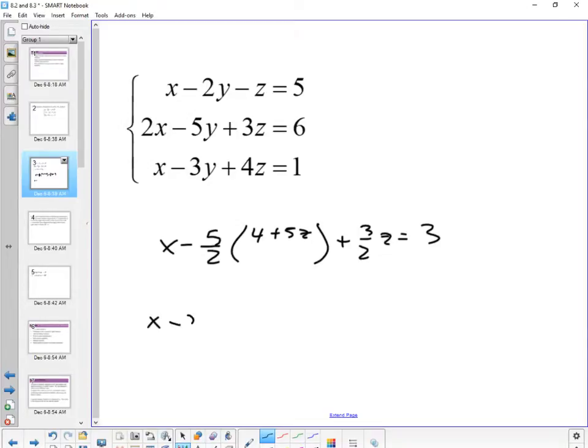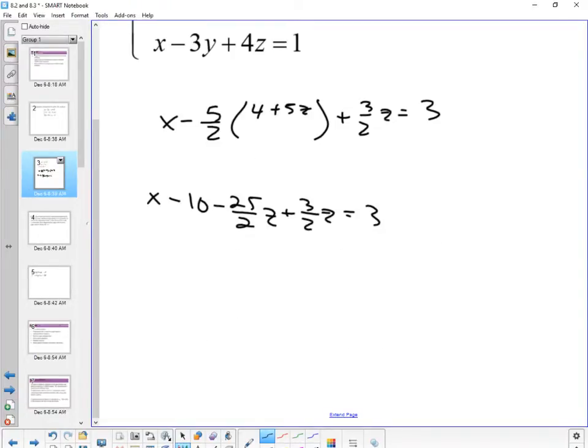This is going to be minus 20 over 2, which is, oh, that's just 10, right? Yeah. So X minus 10 minus 25 halves Z plus 3 halves Z is equal to 3. X minus 10 minus 22 halves Z is equal to 3, so minus 11Z, right? Yeah. So I'm going to move everything that's not an X to the other side. That should give me X is equal to 13 plus 11Z, correct? Yeah. Cool beans. Yes or no? Yes. Cool.